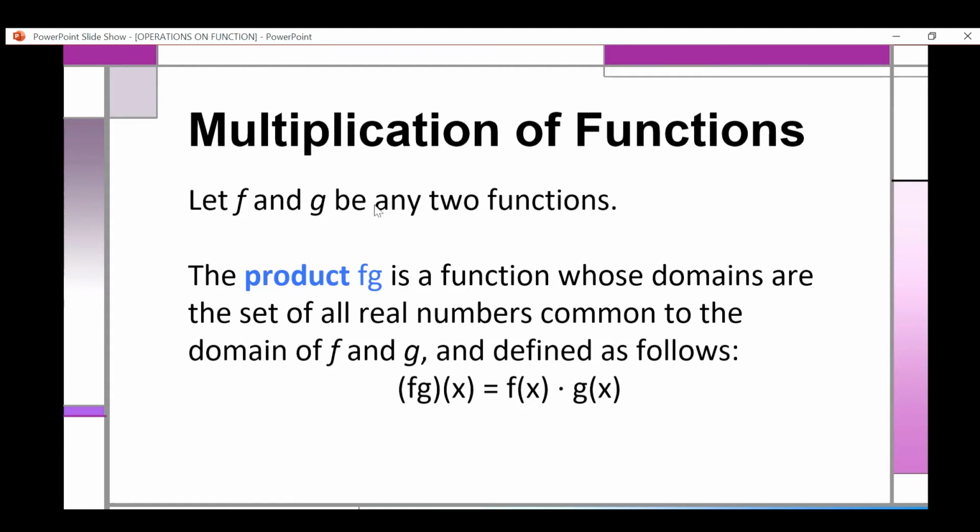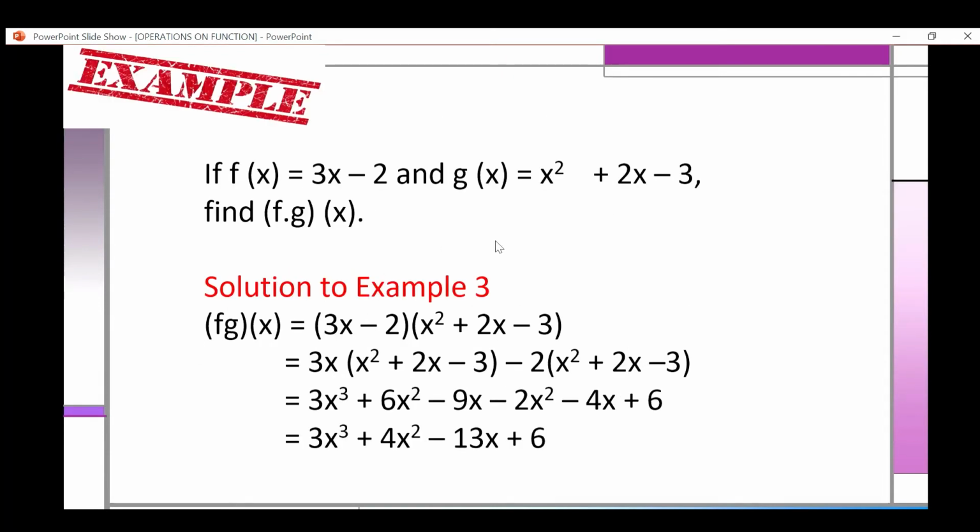Let f and g be any two functions. The product f times g is a function whose domain is the set of all real numbers common to the domain of f and g, and defined as follows. So, f times g of x equals f of x times g of x. And so, for example, if f of x equals 3x minus 2 and g of x equals x squared plus 2x minus 3, find f times g of x.